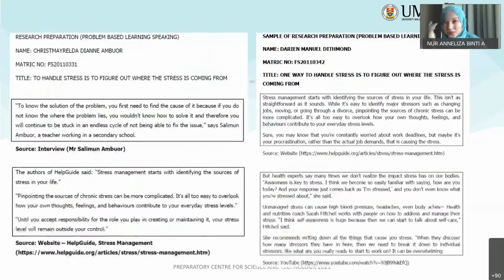These are some of their works. They interview their previous teacher. They also interview their parents, so that in finding their own solution, and they also do research as well. For example, one of my students here, Chris Merelda, interviewed her previous secondary school teacher. And they also get some resources from websites.